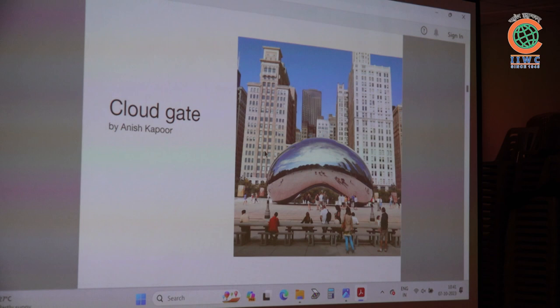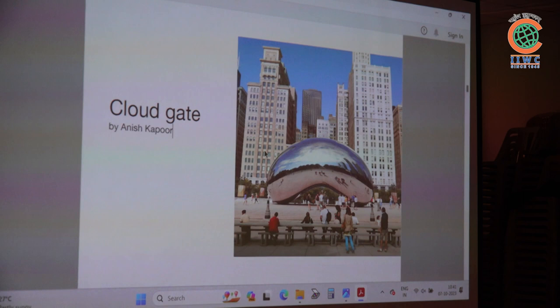So here you see, the abstraction is only when you see that as a, he calls it Cloud Gate. Now the Cloud Gate is because the entire structure is reflecting the city of Chicago. This is at the Art Institute in Chicago. So it reflects and you see the people are entering through the gate. So it's a Cloud Gate. It's also showing the, you can see the cloud there, and then they're passing through the cloud.